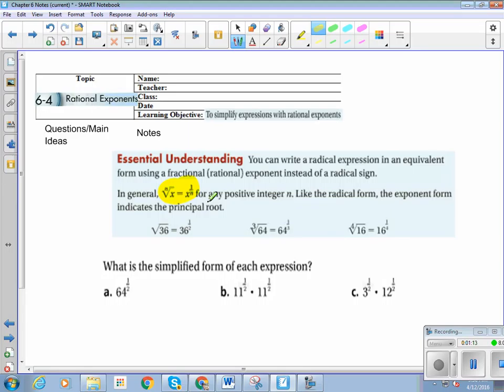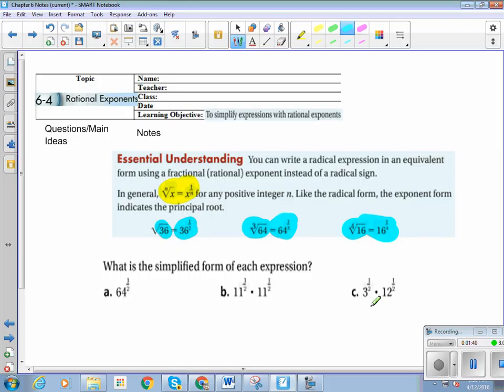The exponential form indicates the principal root. So the square root of 36 is 36 to the 1/2 power. Cubed root of 64 is 64 to the 1/3 power. Fourth root of 16 is 16 to the 1/4 power.